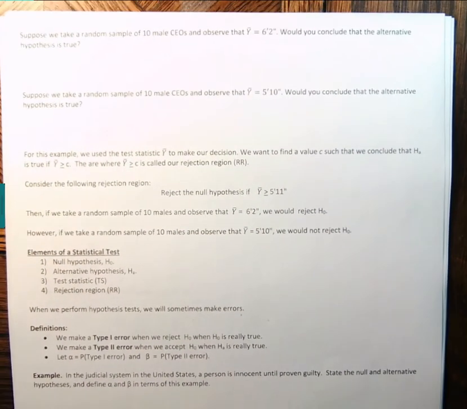So next, suppose we take a random sample of 10 male CEOs and we find that the sample mean y bar is equal to 6'2". So the question is, would you conclude that the alternative hypothesis is true? And so we want to be very careful here because remember your hypotheses are in terms of mu, which is the population. We have information here about y bar, which is from the sample. Just because we see something in the sample doesn't necessarily mean that exact same thing is happening in the population.